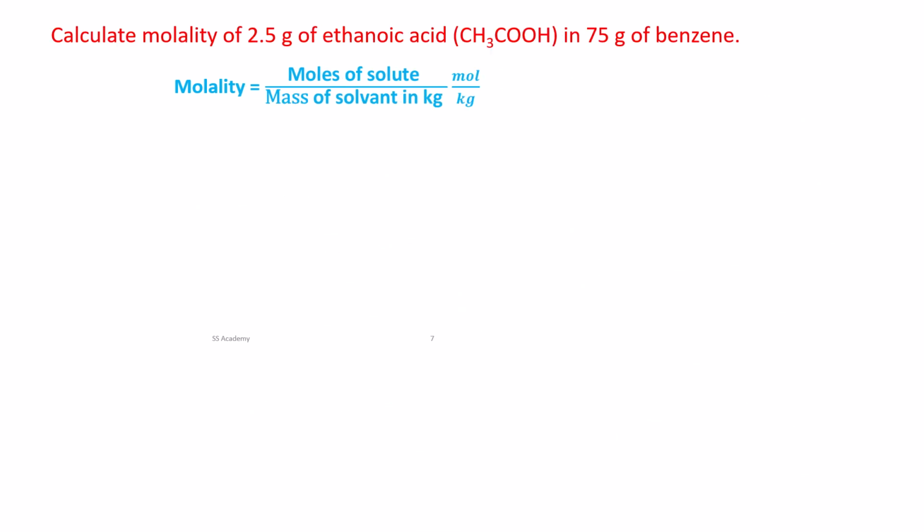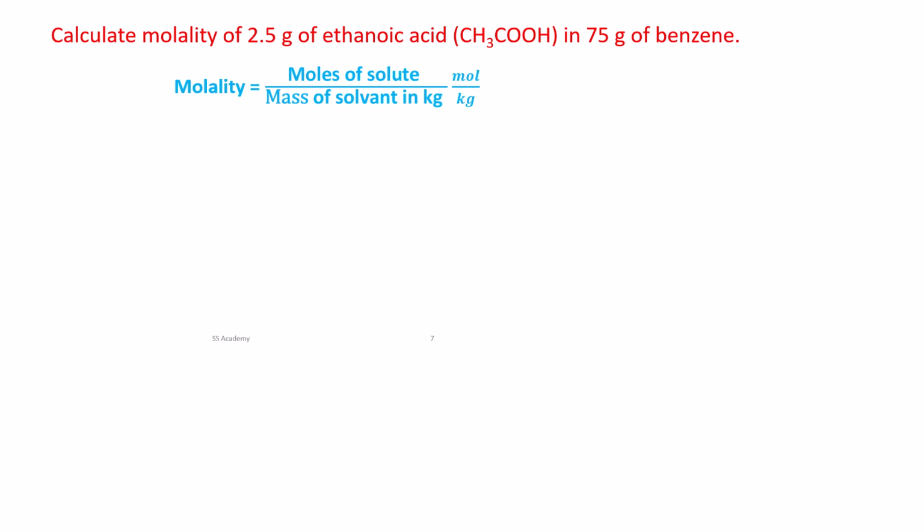Let us solve another problem. Here we have to calculate the molality of 2.5 gram of acetic acid in 75 gram of benzene. So here you have to calculate molality, and molality means in kg. That we have to understand very clearly. So first we have to find out how many moles the 2.5 gram of acetic acid is. Then we have to substitute here, and we have to convert the 75 gram into kilogram, and substitute here. Then we will get the molality of this particular solution.